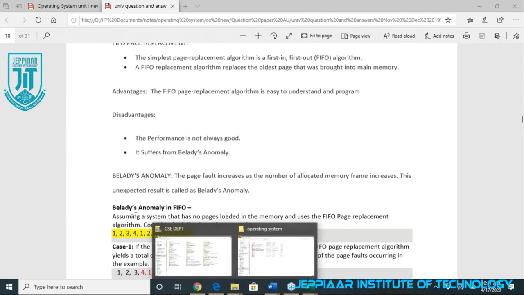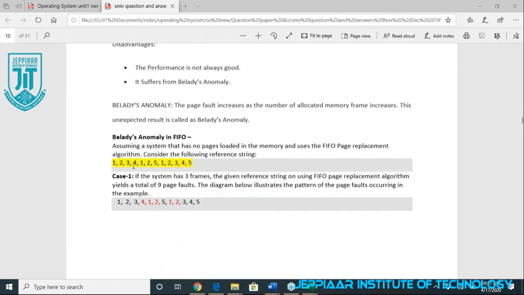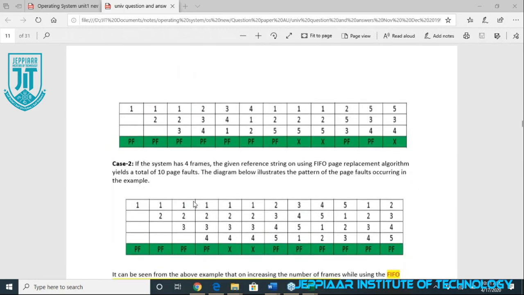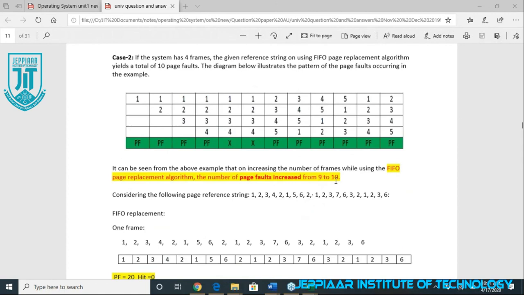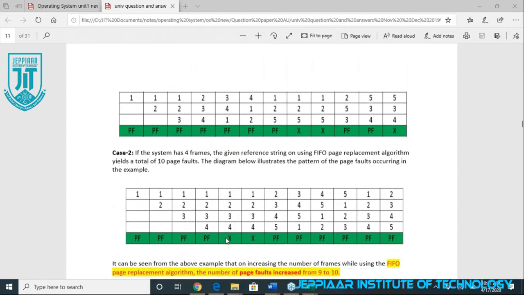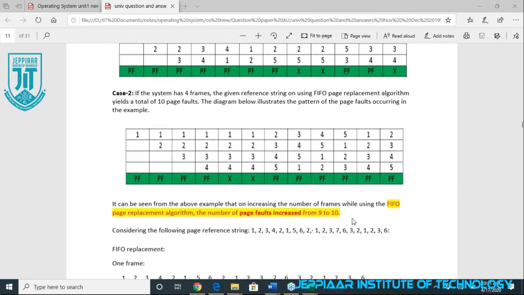We have taken an example and seen what Belady's anomaly is. The page faults increase from 9 to 10 if we increase the main memory frame size from 3 to 4. If the page faults increase, this unexpected situation is called Belady's anomaly. I hope you understood the FIFO page replacement algorithm.